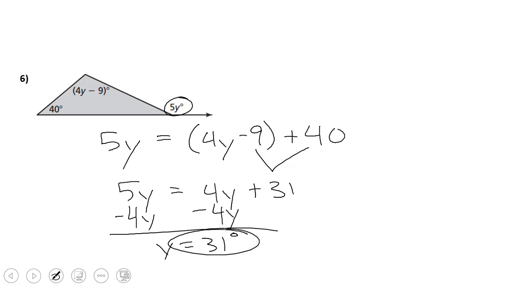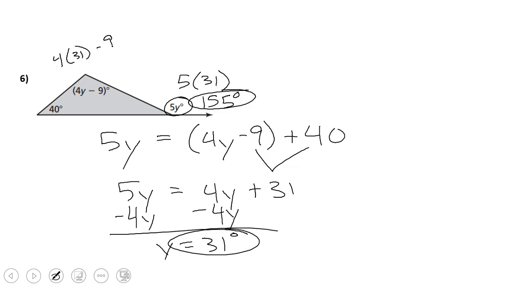So y is 31. That doesn't give us the measure of that angle quite yet. So we have to take 31 and multiply it by 5. 5 times 31. And it just so happens that is 155 degrees for this angle. And over here, 4 times 31 minus 9. And if you go 4 times 31 minus 9, let's see, 4 times 31, that's 124. Minus 9 is what?